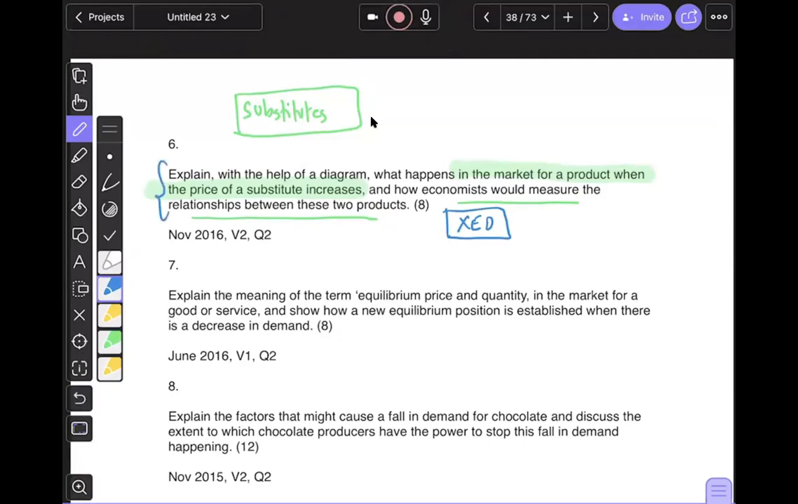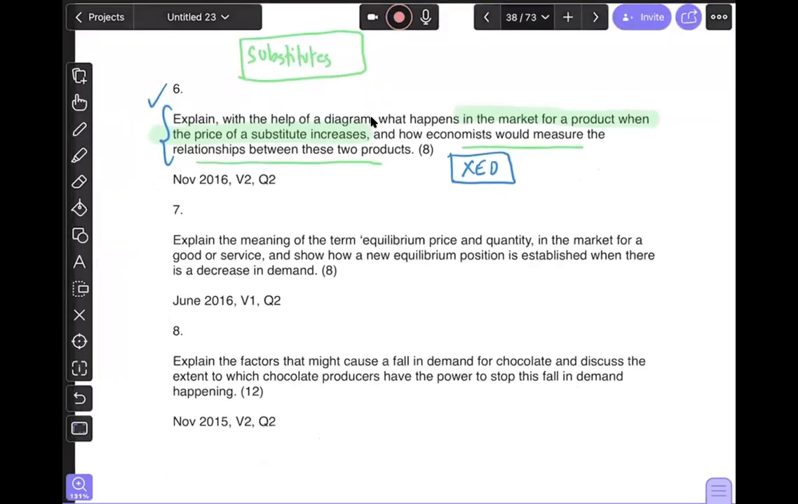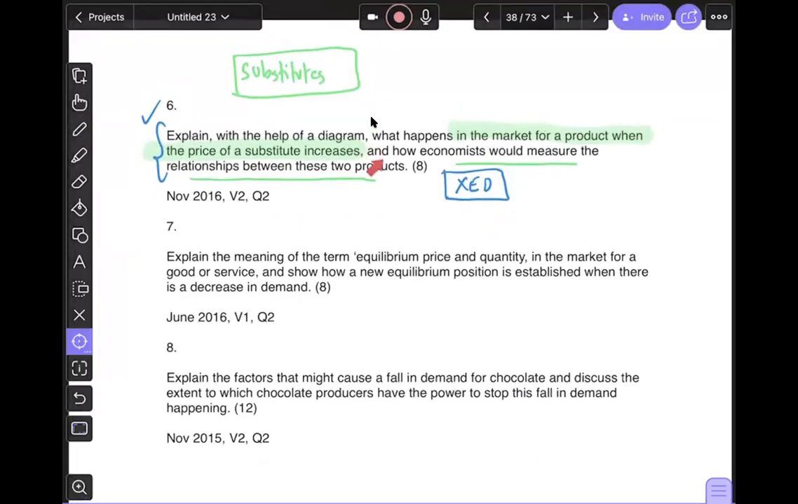So it's not truly a demand supply question, but if there was a question what happens in the market when the price of a substitute increases, and if they wrote it and how does it change equilibrium, we would have written that. I'm going to save the XED discussion for later. Okay, let's look at this one.